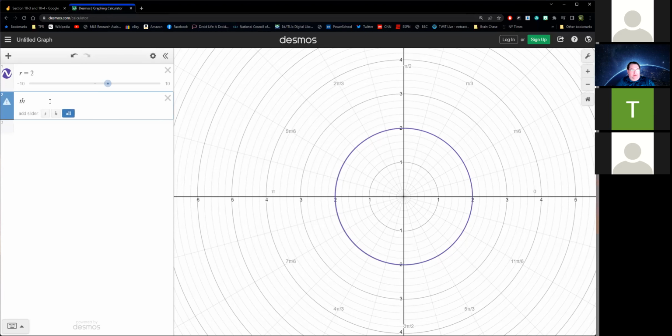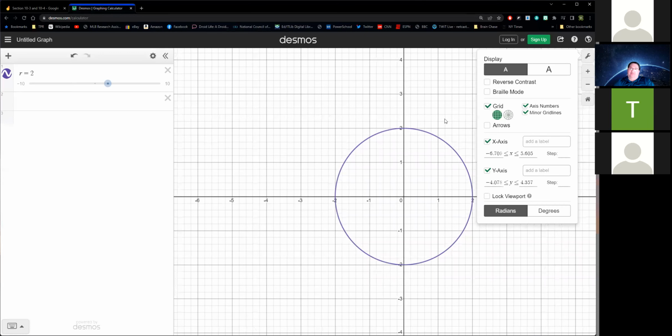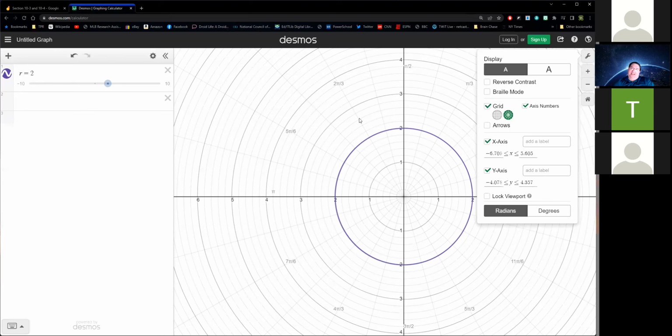How do I get Desmos to show you this graph? If you go to your little wrench, right there. Nice. It'll actually do it on this graph. It'll do it on the coordinate plane or the regular one. It just looks nice when you do it on the polar graph. Thanks.